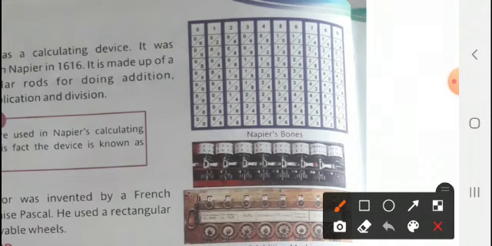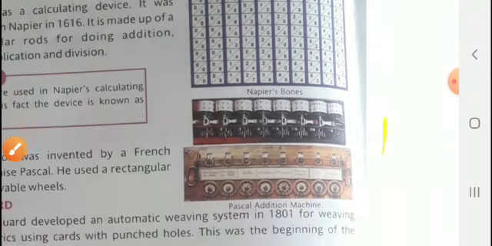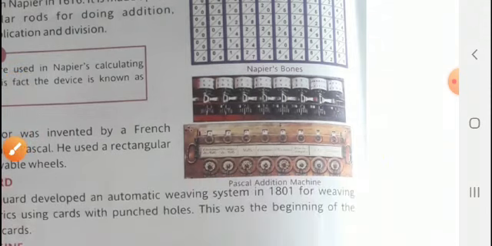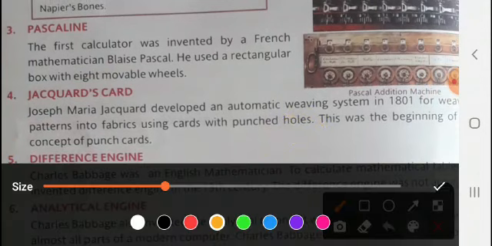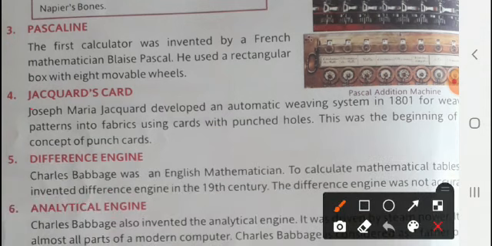Now the next one is Pascaline, and in this the first calculator was invented by a French mathematician, Blaise Pascal. He used a rectangular box with 8 movable wheels as shown in the figure also. Here you can see the 8 movable wheels, and this is a type of calculator. Here numbers are written. Then Jacquard's card, the 4th one.